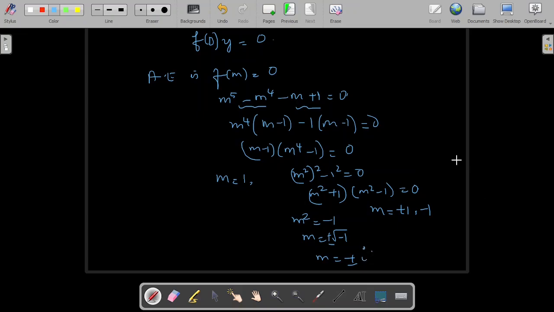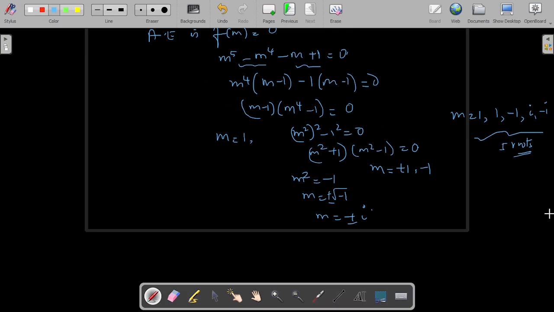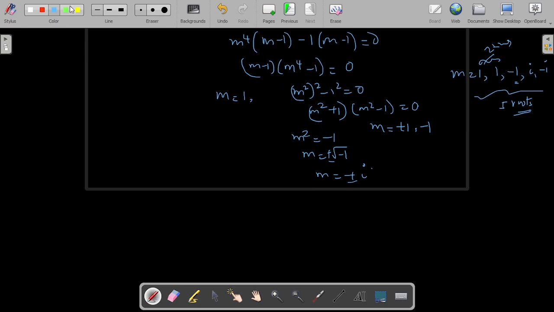So totally how many roots? m equal to 1, 1, minus 1, i, minus i. Total 5 roots. It is a fifth order polynomial. Auxiliary equation is a polynomial of degree 5. So 1 is repeated 2 times. And minus 1 is real. And i, minus i, these are complex roots. So you have to write the complementary function accordingly.